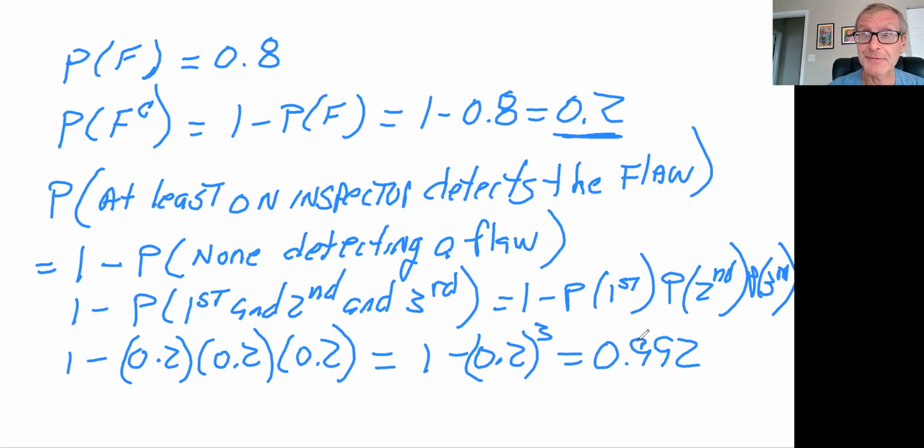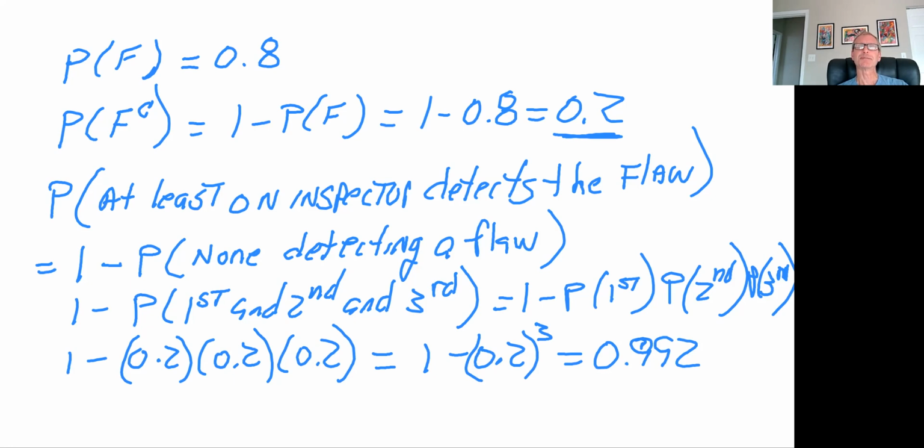And you can see that this number is really quite big. The probability of all three of these inspectors not finding it is really small, or at least one of them finding a flaw is really large. That's 99.2%. So again, in some of the reliability world and some of the weather worlds, we use these types of calculations. So let me show you one more.